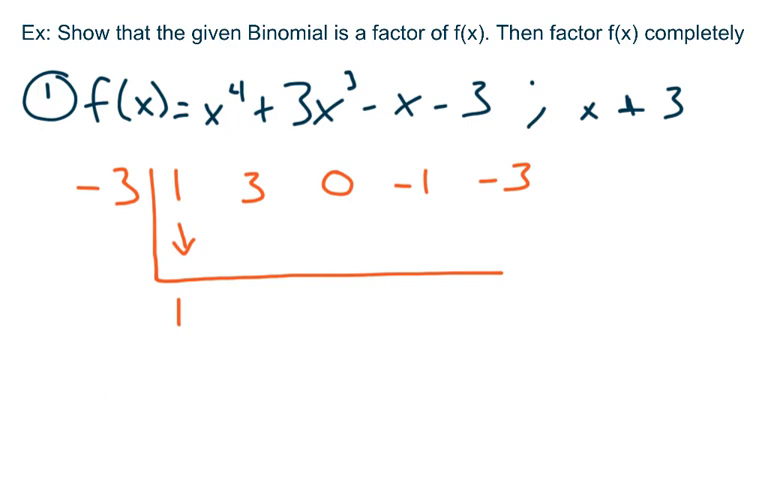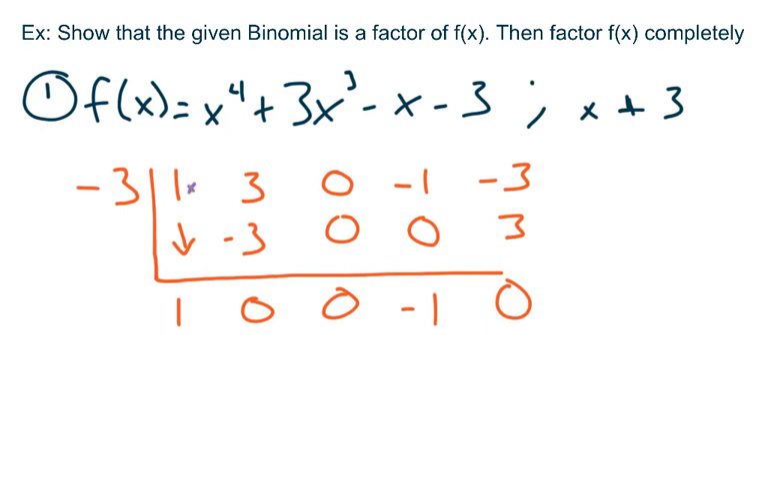So we'll have 1. 1 times negative 3 is negative 3. That leaves me with 0 underneath. 0 times negative 3 is still 0. 0 plus 0, that's 0. 0 times negative 3, still 0. Negative 1 plus 0 is negative 1. Negative 1 times negative 3 is positive 3. Negative 3 plus 3 is 0. So it is, in fact, a factor, because we got a remainder of 0.